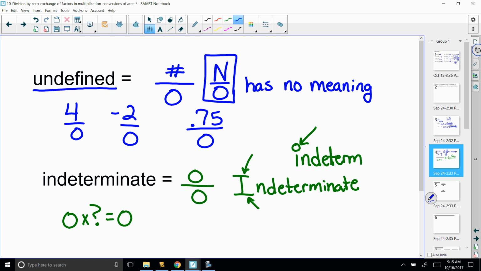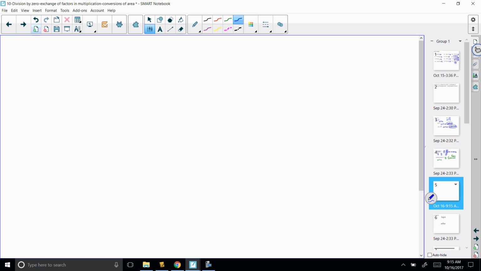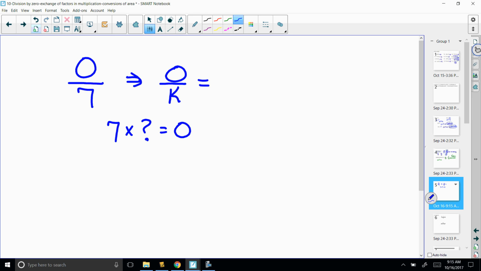No. You can take 0 and divide by a number. That's okay. That's what's okay, is 0 divided by a number. 0 divided by 7. What is 0 divided by 7? Can I take 0 and divide by 7? Yeah, that's okay. What's your answer? It's asking you 7 times what is equal to 0? 0. So 0 divided by 7, it's okay to do that, and your answer is 0.